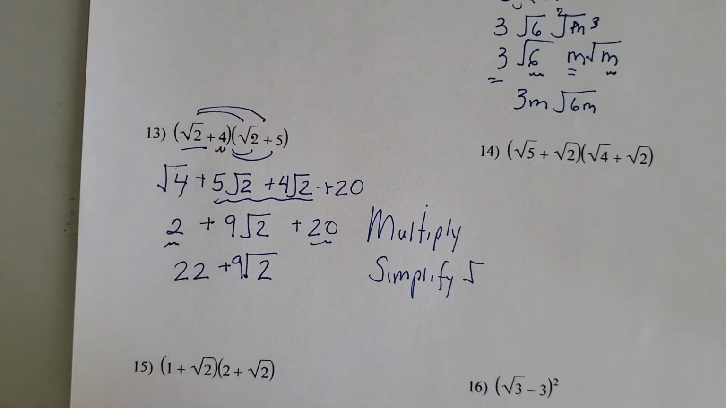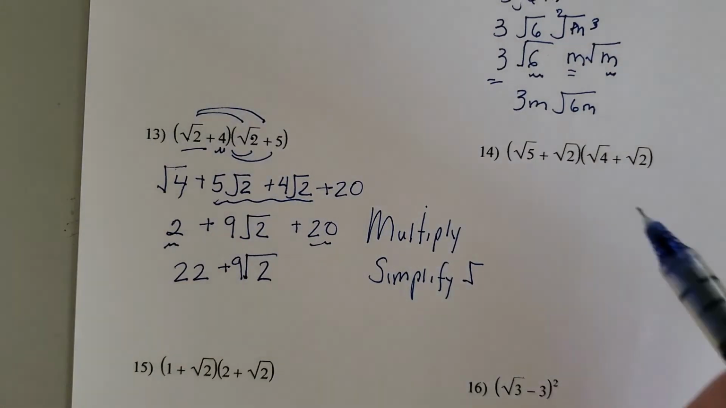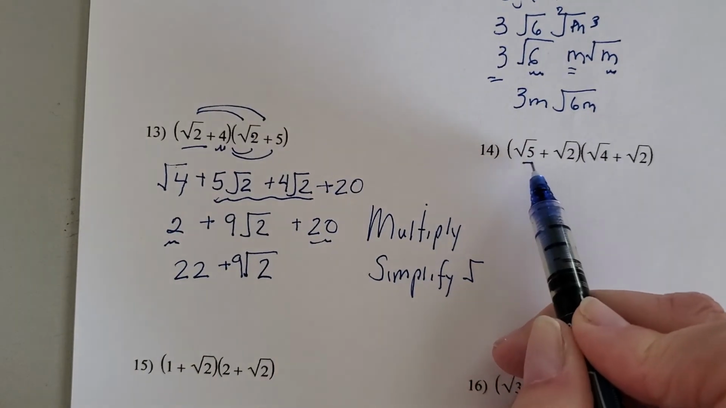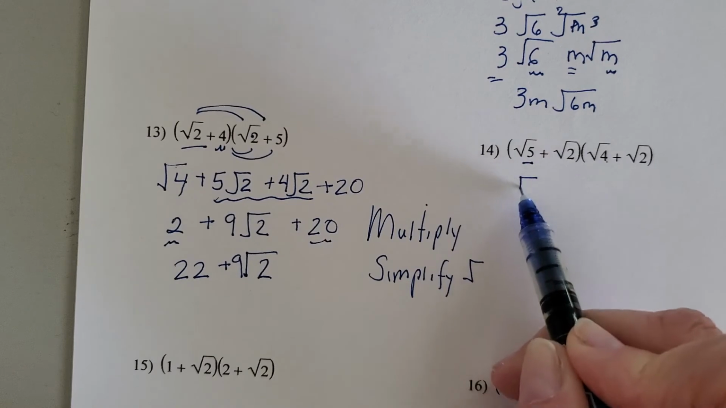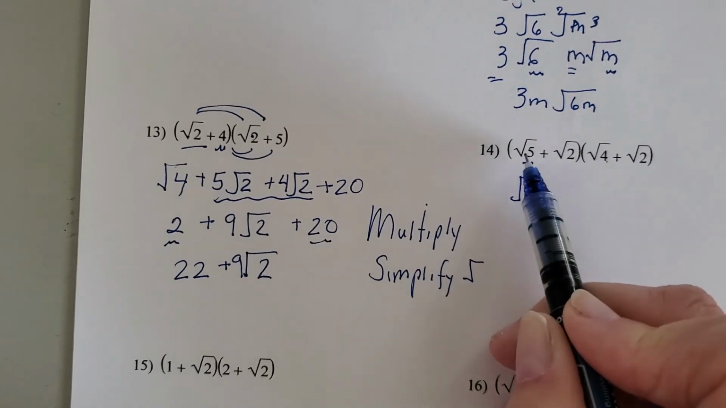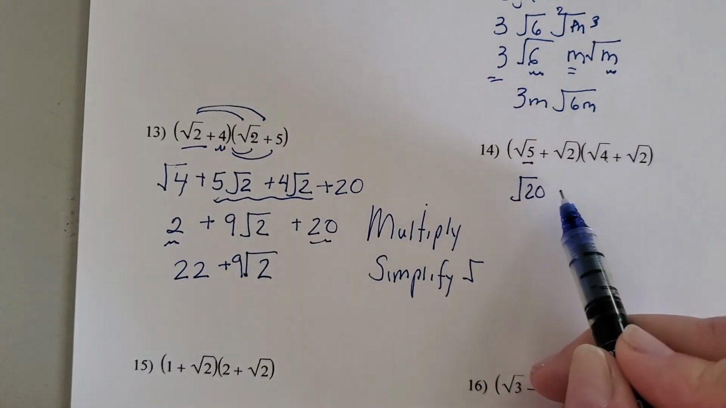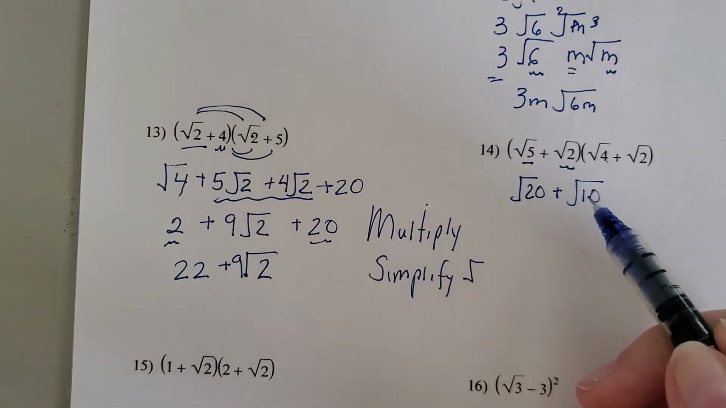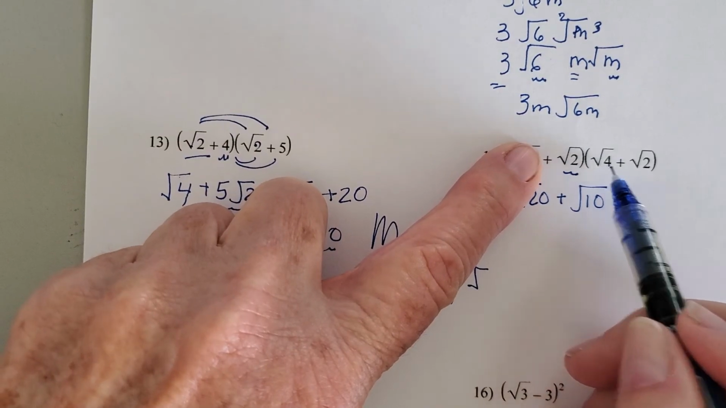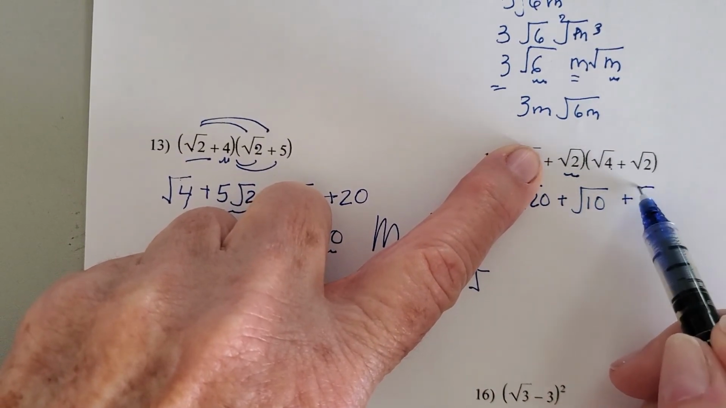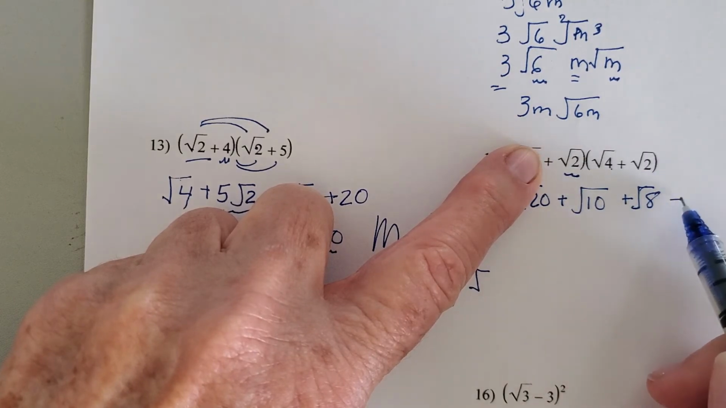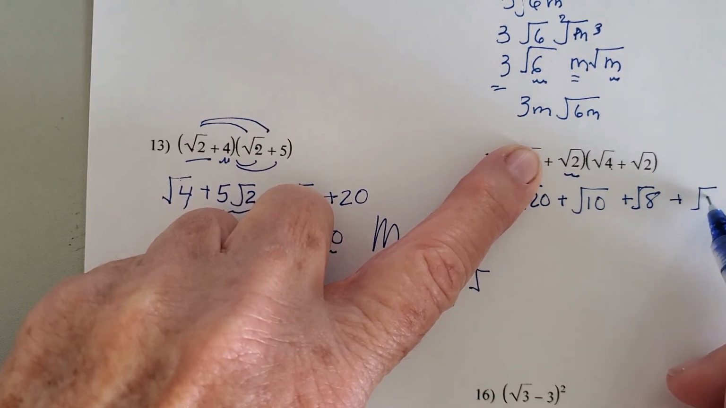Okay? Seems like a lot of steps, but it's just like multiplying with variables. Okay? Do this first. Radical 5 times radical 4, radical 20. Radical 5 times radical 2, radical 10. Now we're multiplying by this. Radical 2 times radical 4, radical 8. Radical 2 times radical 2, radical 4.